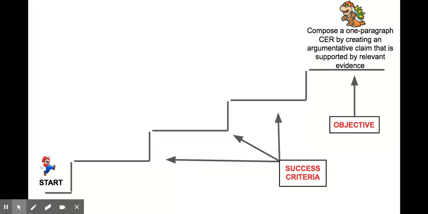As you can see, I've decided to make this roadmap for students a staircase because I want them to see that every step they take is a step upward. I'm using success criteria for my initial steps and an objective for our final step, the top of the staircase. The success criteria I'm using is all important because it leads to the objective. All of the skills are going to be important for students to actually write that one-paragraph CER.